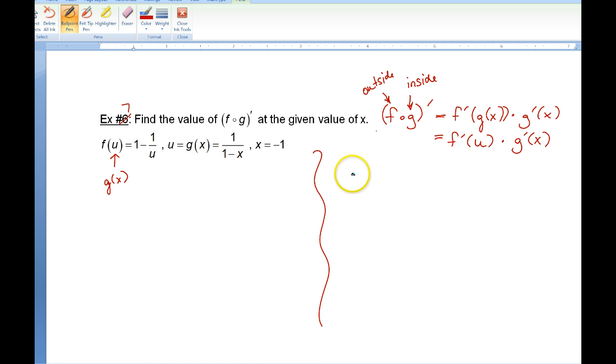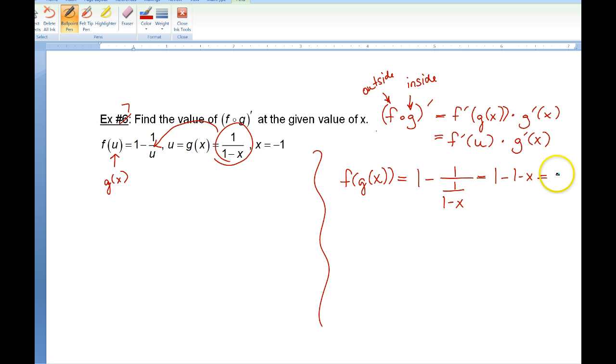For example, if I just said, what's f of g of x? What is that equal to? No derivatives, just f of g of x. What would you do? You would take this and plug it in here. So it would be 1 minus 1 over 1 over 1 minus x. So flip that around, and you would get 1 minus 1 minus x, which is equal to negative x. So this is just a complicated way to write negative x.